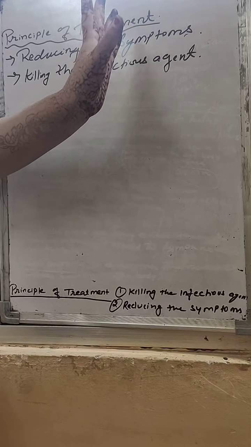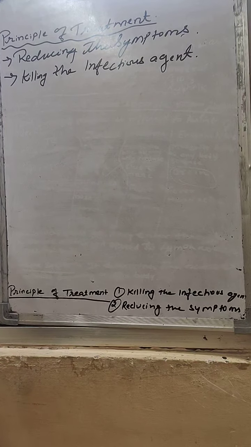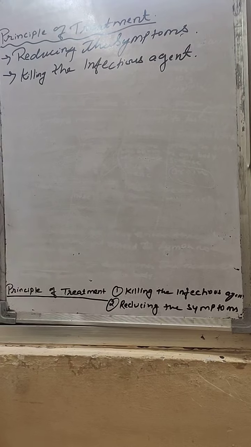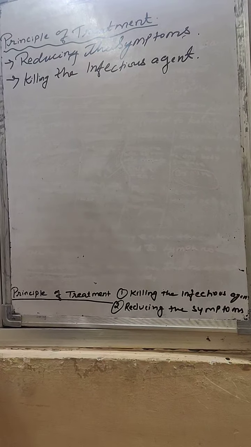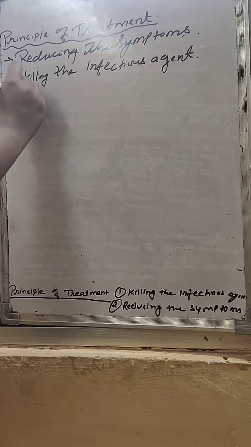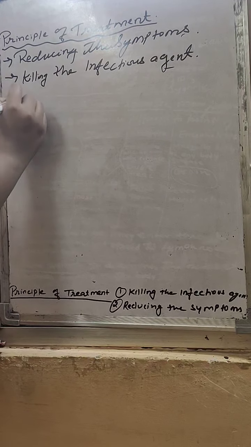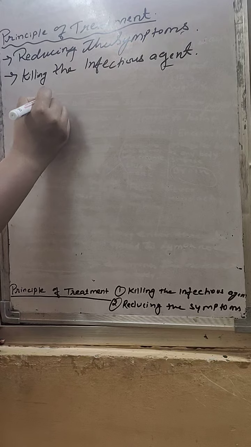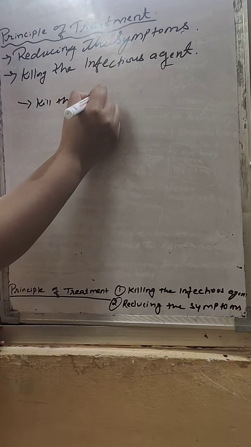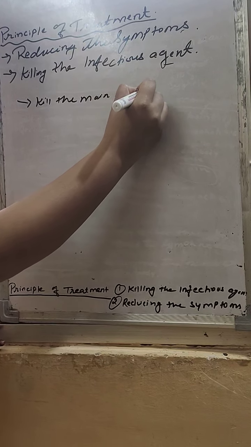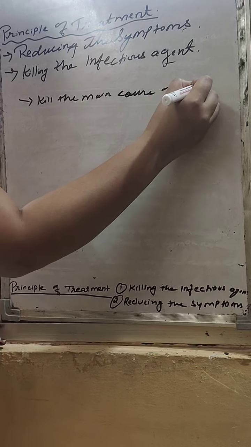So this is one way of the treatment, to just reduce the symptoms by taking drugs from the medical shop without consulting any doctor. Next is killing the infectious agent. Killing the infectious agent means you are basically killing the main cause of the disease. Okay, the main cause of disease.